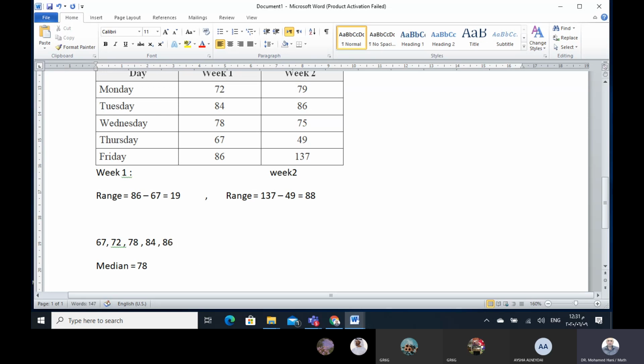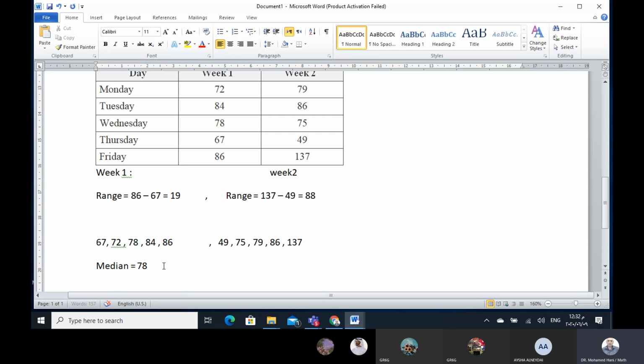And the next table, the smallest number here we have 49, and then we have 75, then we have 79, then we have 86, and the greatest number here 137. Sorry, 137. Here 1 2 3 4 5, 1 2 3 4 5.